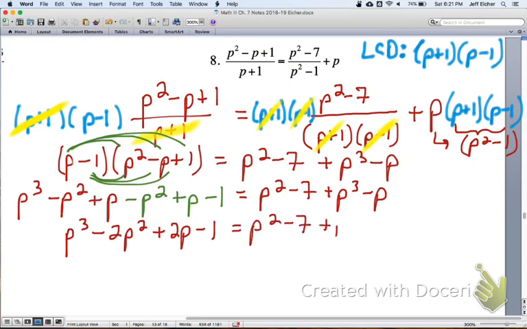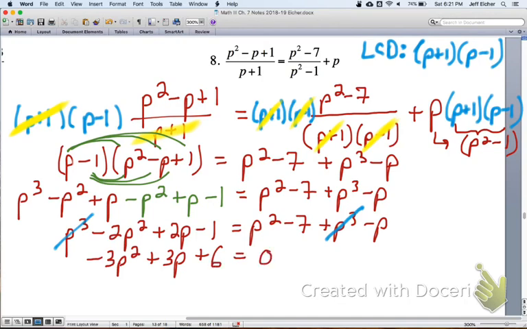Would have been nice if I had ordered them by exponent. Both sides have a p cubed, and let's move everything to the left. So subtract p squared, that's negative 3p squared. Add p to both sides, plus 3p, and add 7 to both sides, plus 6 equals 0.